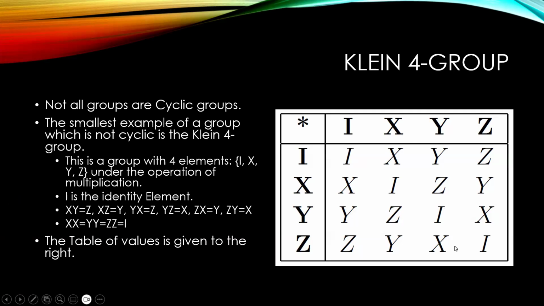If you want, here's the table of all of the values, but note that if you do X times itself or Y times itself or Z times itself, you're getting the identity element. If you do X times Y or Y times X, you get Z. If you do Y times Z or Z times Y, you get X. And if you do X times Z or Z times X, you get Y. And then the identity element times anything just gives you that anything.